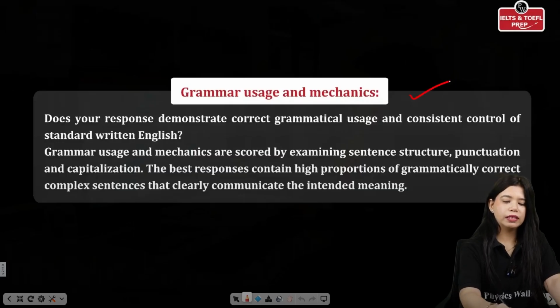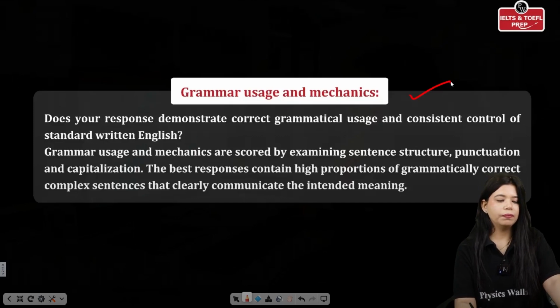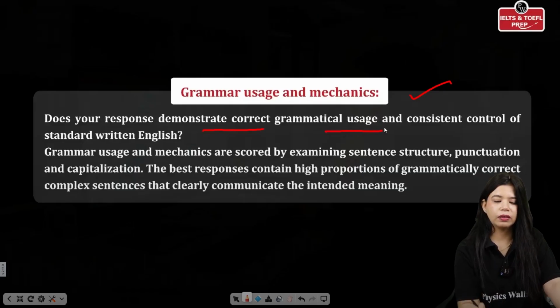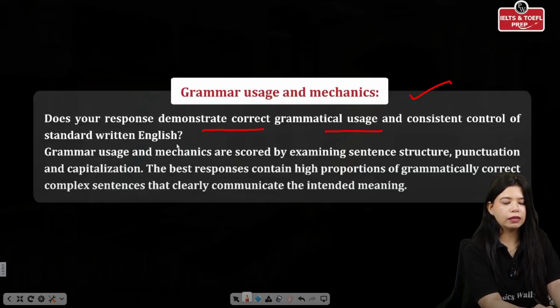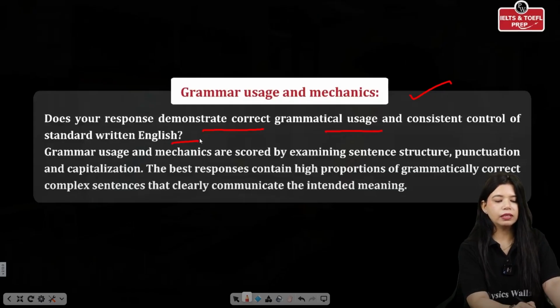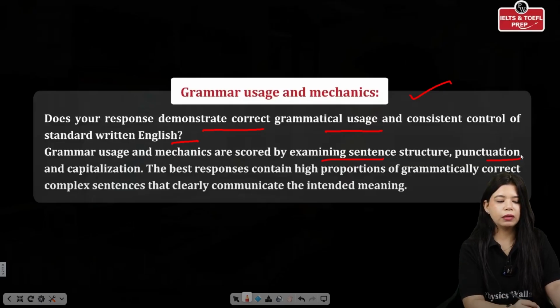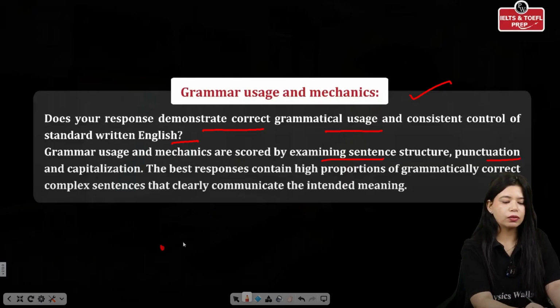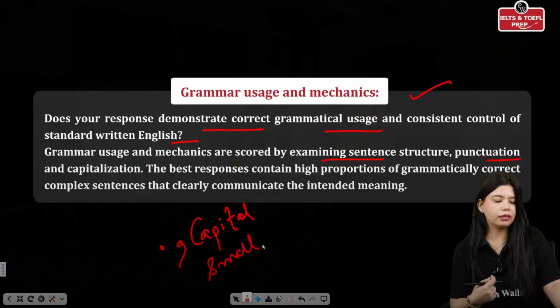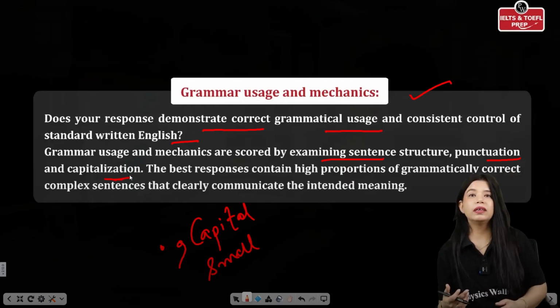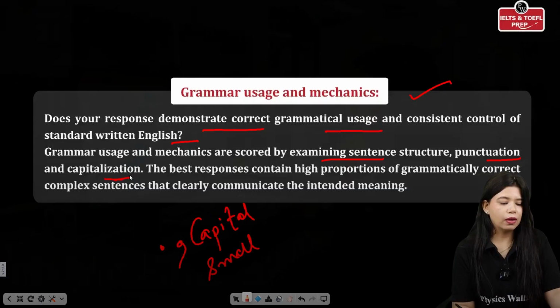Of course, grammar, usage and mechanics, you will be given a score on this also. Here they will see whether your response demonstrates correct grammar, usage and consistent control of standard written English. Grammar, usage and mechanics are scored by examining sentence structure and punctuation. Under punctuation, you need to take care of full stops, commas, capital and small initials, and of course question marks and such stuff. And capitalization: of course, you cannot start a new sentence with a small letter. So that is what this is about.